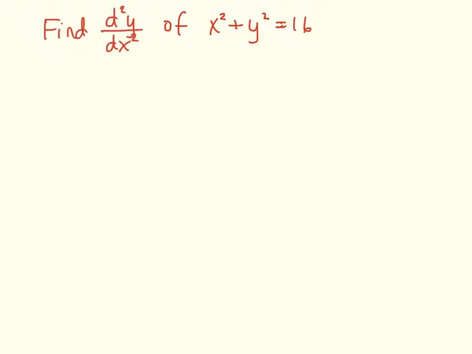Okay, this last problem that we're going to do is actually one of my favorite types of problems that we do. All right, so first of all, this notation. This is the first time that we've seen this notation, and it looks a little crazy. So what this is saying is find d2y over dx squared. What the heck does that mean? It really means find the second derivative of y with respect to x of x squared plus y squared equals 16.